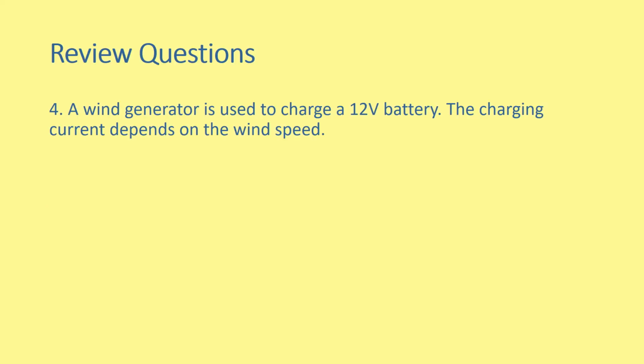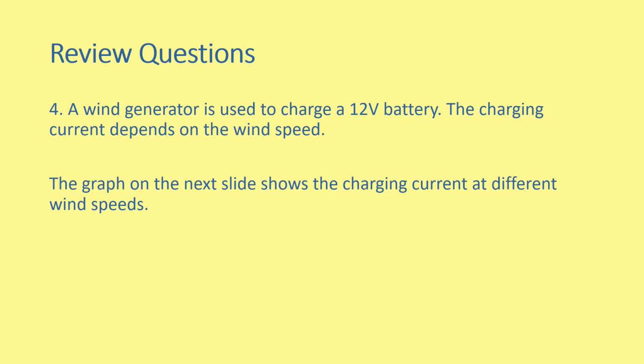Question 4. A wind generator is used to charge a 12-volt battery. The charging current depends on the wind speed. The graph on the next slide shows the charging current at different wind speeds. So in this question, you are going to be tested on your ability to extract information from a graph as well, which adds an extra layer of difficulty. This is going to be more like an A-type question.